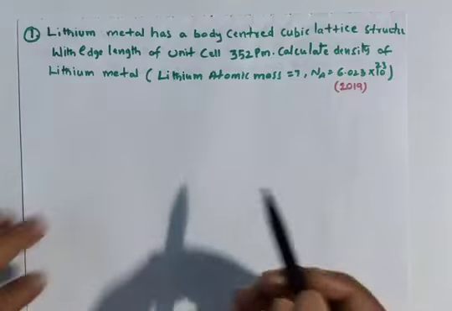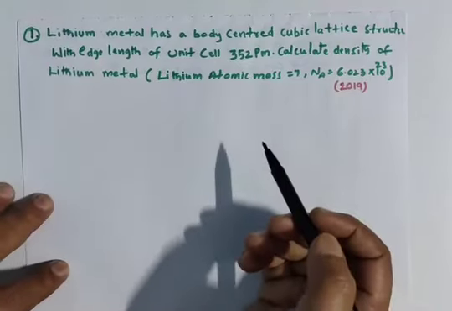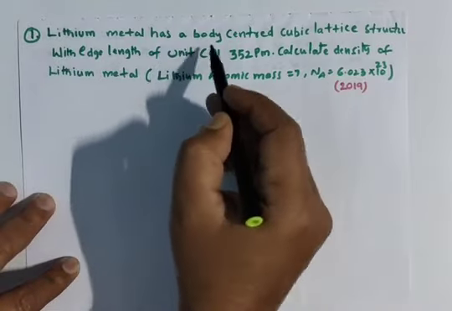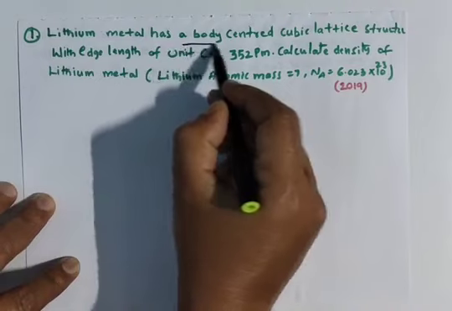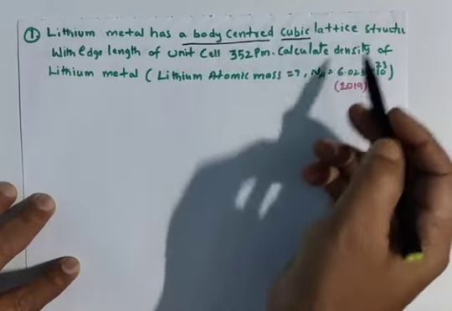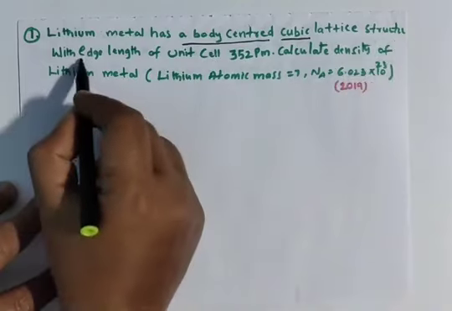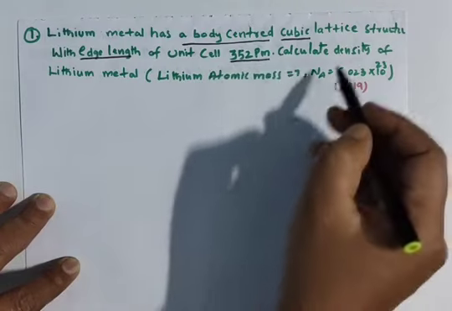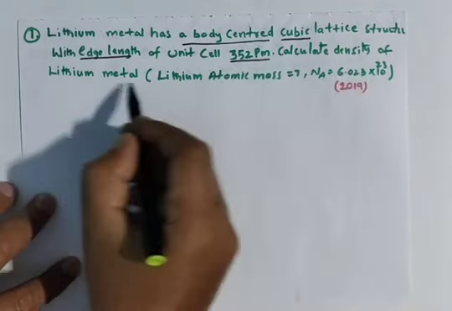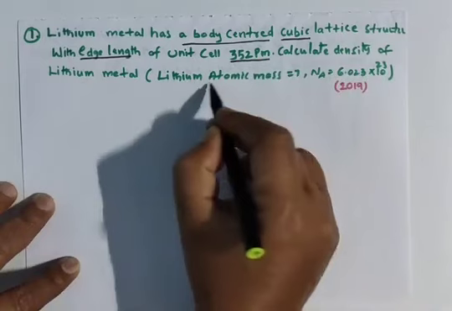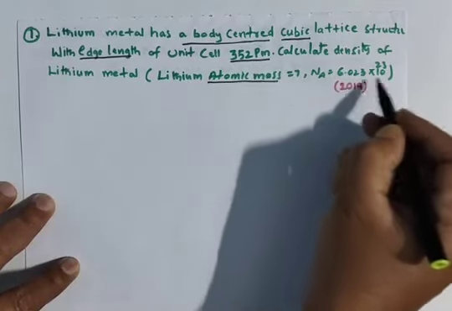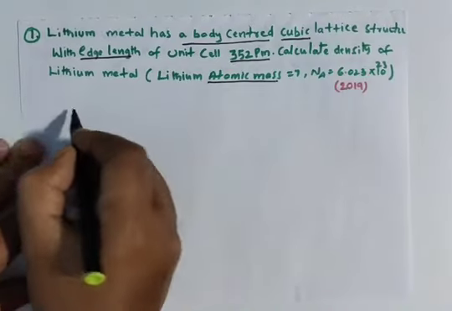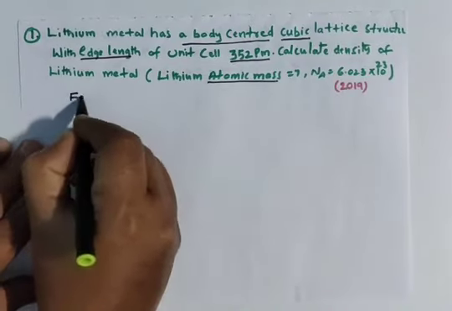In 2019 the problem given: lithium metal has a body centered cubic lattice structure with edge length 352 picometers. Calculate the density of lithium metal. Atomic mass is given, Avogadro number is also given.